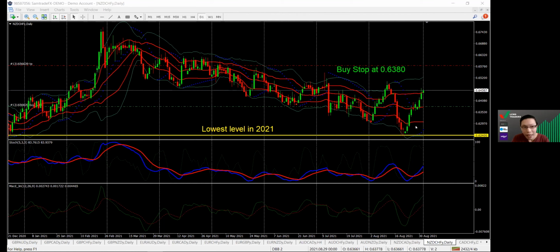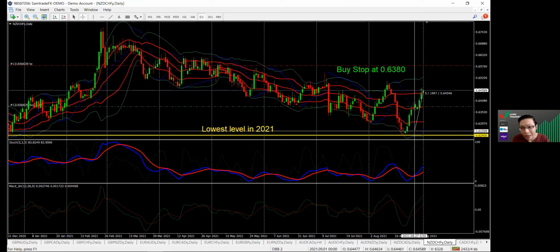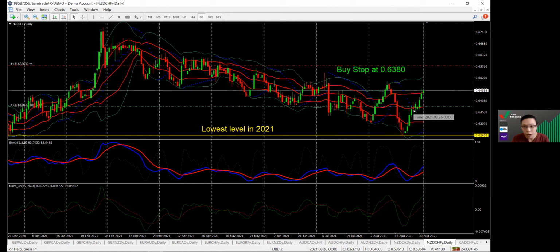As you can see, this is the daily time frame that you're looking at right now. You can see that for the past 10 days, there's only one day that the New Zealand dollar traded slightly lower against the francs. Now, another reason is that the New Zealand dollar is trading against the francs. So the francs in general is a safe haven currency.